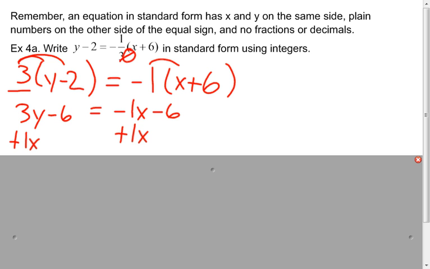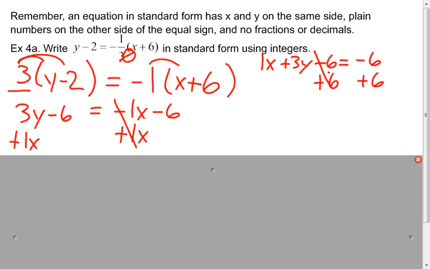I'm going to move up to the top here, and I get 1x plus 3y minus 6 equals negative 6 on the other side, because those two canceled. I put the x first because the x always comes before the y. Now, I don't want this negative 6 here because all my plain numbers have to be on the other side of the equal sign. So since I have to move that, I'm going to add 6 to both sides.